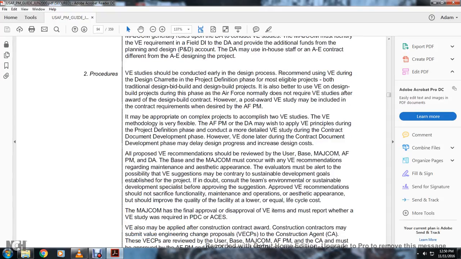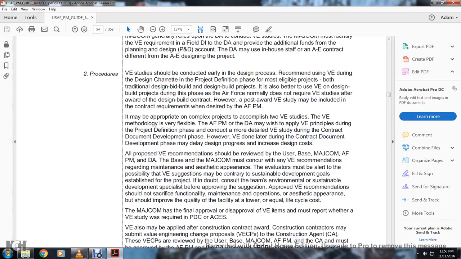2. Procedure. Value engineering should be conducted early in the design process, during the project definition phase, for most eligible projects, both traditional design-bid-build and design-build projects. The Air Force normally does not require a value engineering study after the award of the design-build contract. However, a post-award value engineering study may be included in the contract requirements when desired by the Air Force program manager, if appropriate for a complex project. The value engineering methodology is flexible.